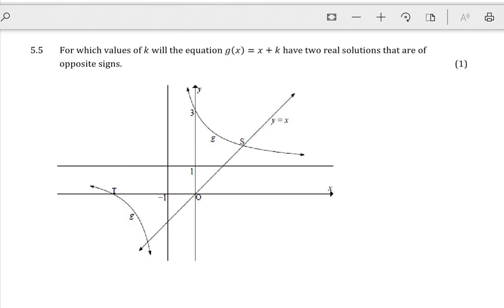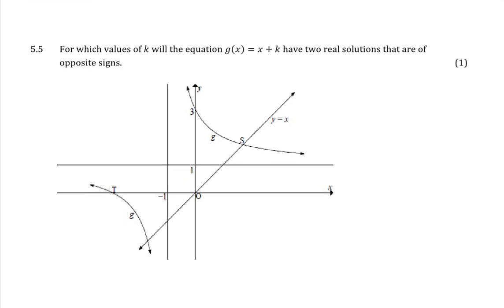Okay, and our last question, question 5, says, we've seen this quite a few times before: for which values of k will g of x equals x plus k have 2 real solutions that are of opposite signs? Now I remember this question from the matric exam very distinctly because it was very, very difficult. It was just very different.